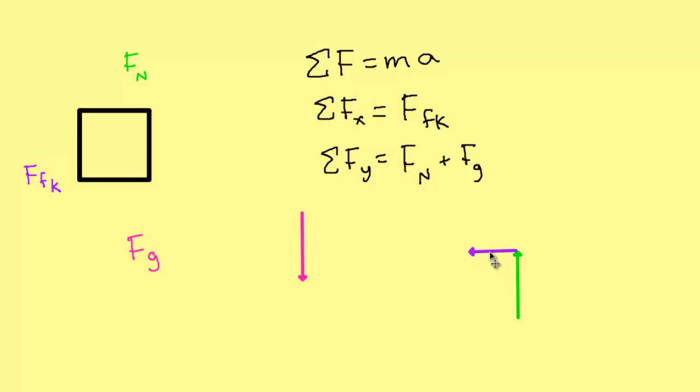So if we added these two together, we'd move this tail of this arrow onto the head of this arrow. And now to put this one on, we put the tail of this arrow onto the head of that purple arrow right there.